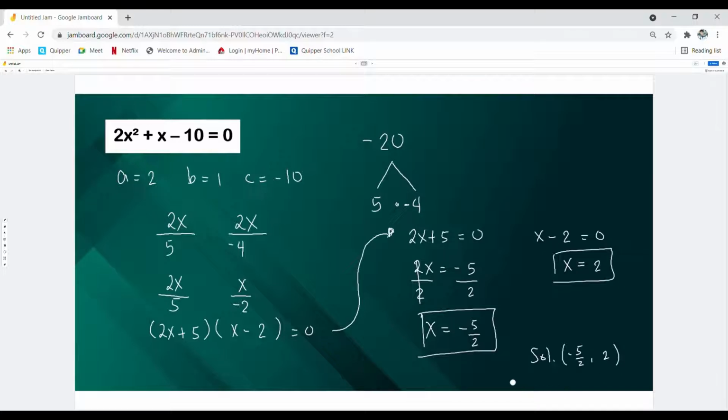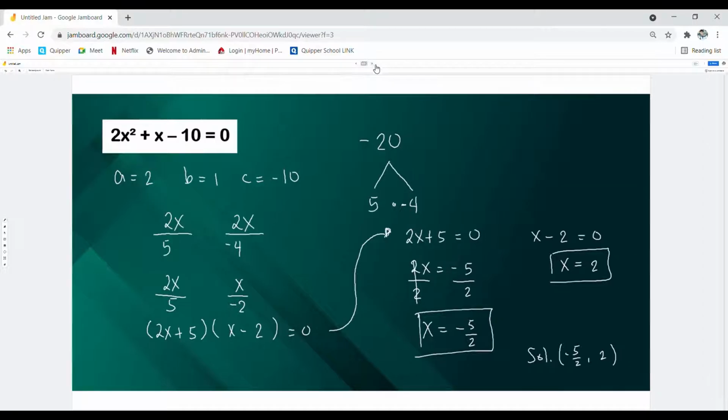Okay, these are your solutions. Negative 5 over 2 and 2. That's how simple it is. Now, returning what we borrowed is just part of the technique, and reducing it is just part of the technique. Take note of that. So that we will understand further, we'll have more examples.